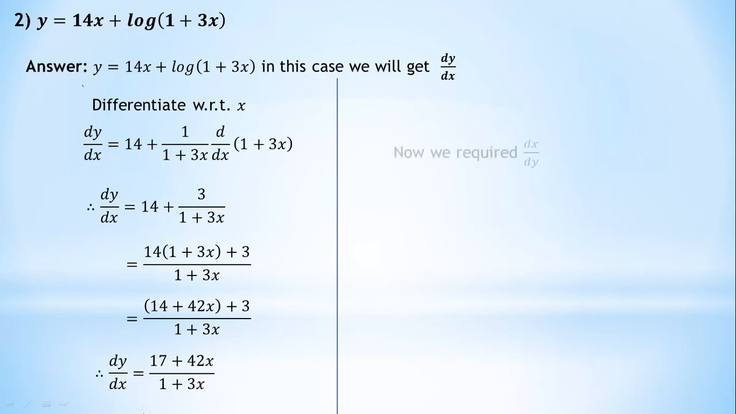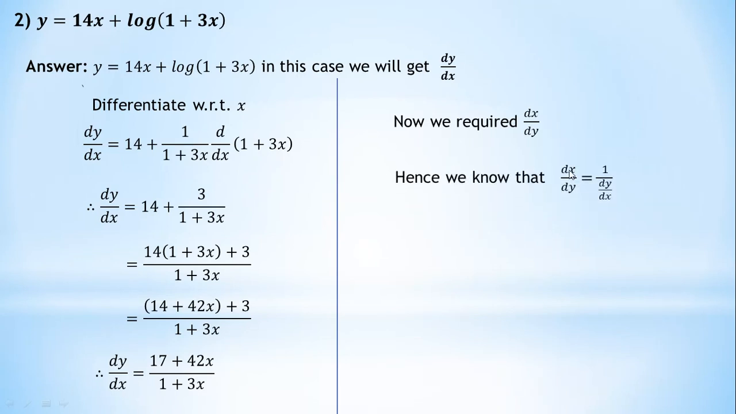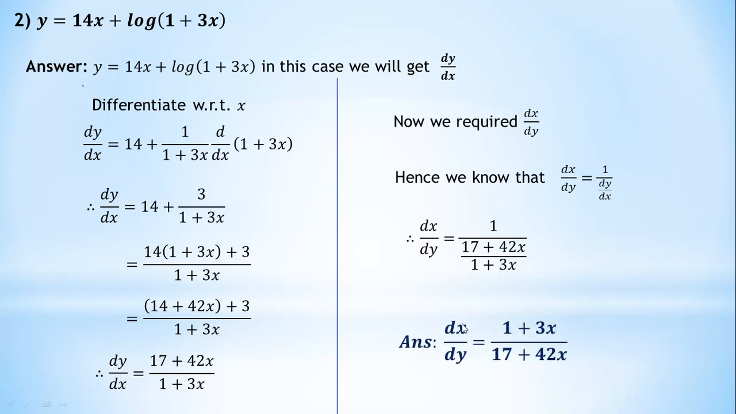But we require dx by dy. So again we know that dx by dy is equal to 1 upon dy by dx. So that is dx by dy is equal to 1 upon 17 plus 42x upon 1 plus 3x, and hence the answer is the reciprocal. So 1 plus 3x upon 17 plus 42x.